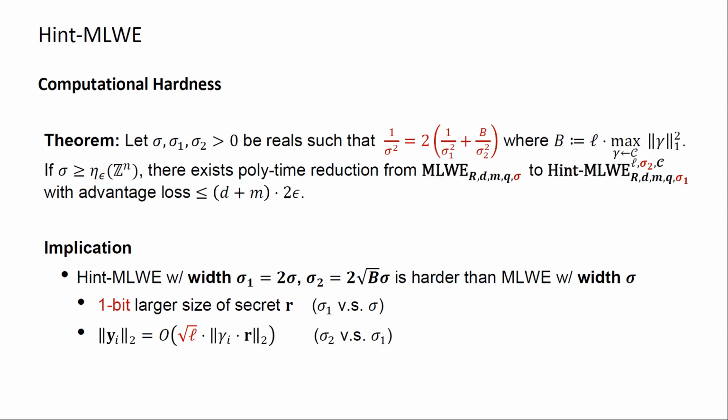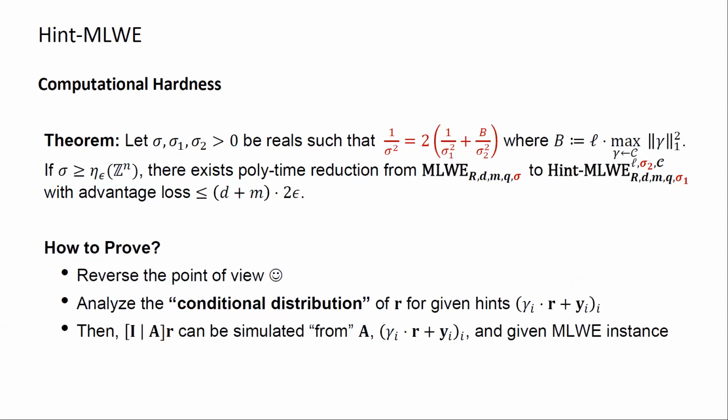The first equation means that we just need to set the secret vector R of the hint MLWE to be one bit larger than the secret vector of the standard MLWE. And the second condition means that the masking vector y_i should be just a square root of L times larger than the secret. Under this condition, we can say that the hint MLWE problem is at least as hard as the standard MLWE problem.